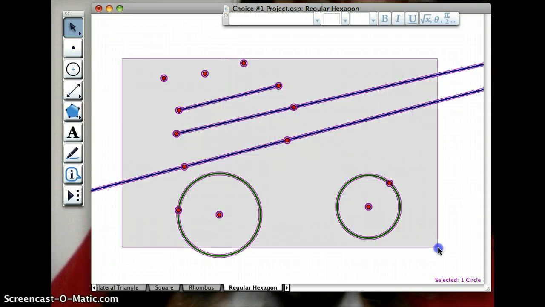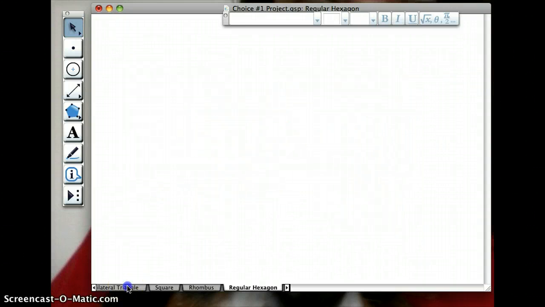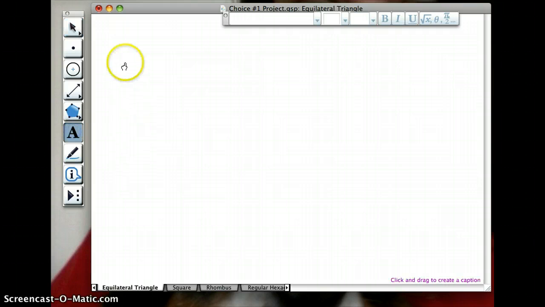And today, what I'm actually going to walk you through is a lesson in regular shapes and how you can construct them and what their definitions are. I'm just going to do four. As you can see on the bottom here, we have an equilateral triangle, a square, a rhombus, and a regular hexagon. So to start, we're going to do an equilateral triangle, and we're going to start with the definition.